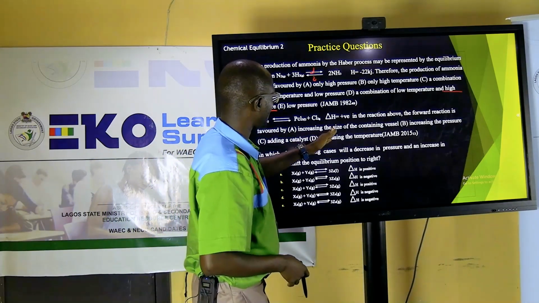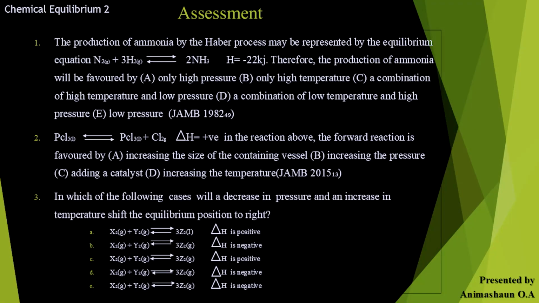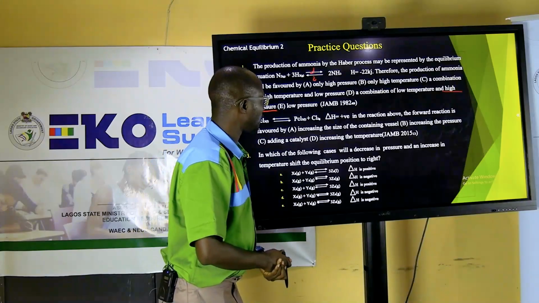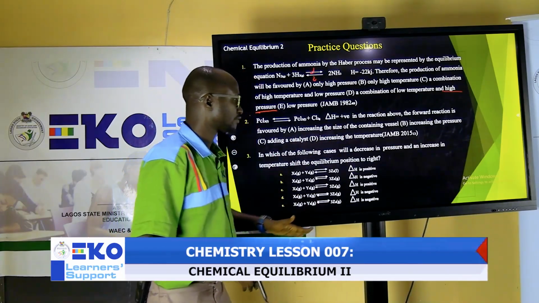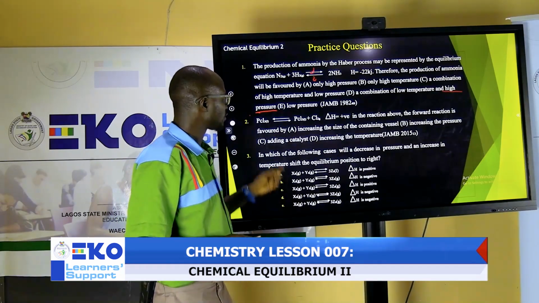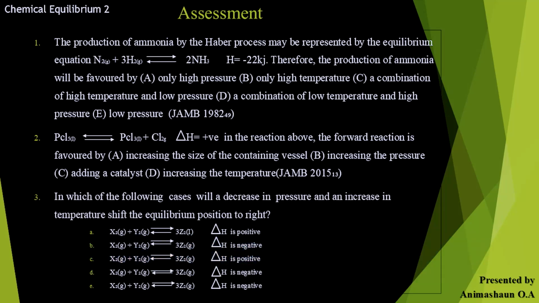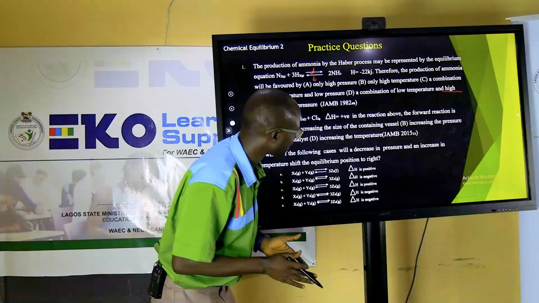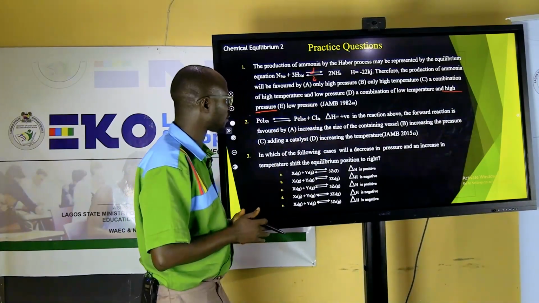This is the reaction. It is an endothermic reaction. In the reaction above, the forward reaction is favored by. Now, what favors the forward reaction? Now let's consider it very well. In terms of temperature, the forward reaction is endothermic. So the only thing that can favor the forward reaction is an increase in temperature. Increasing the temperature favors the forward reaction because it's an endothermic reaction.